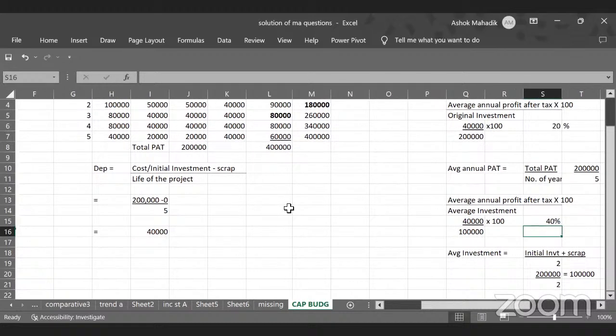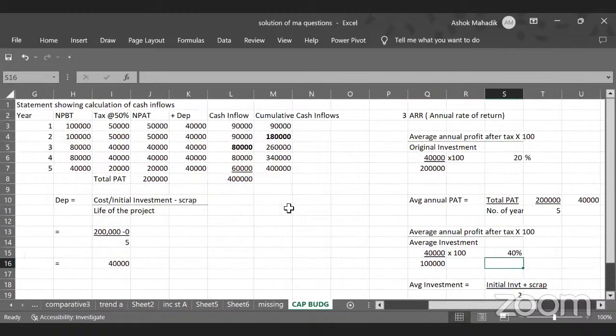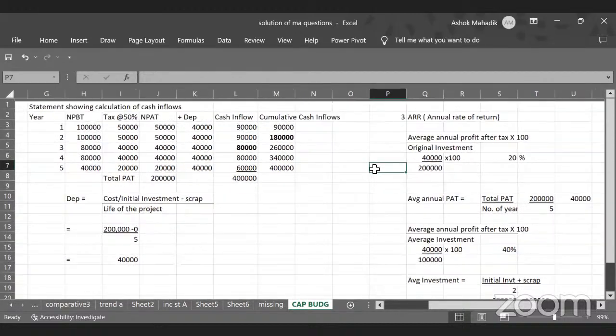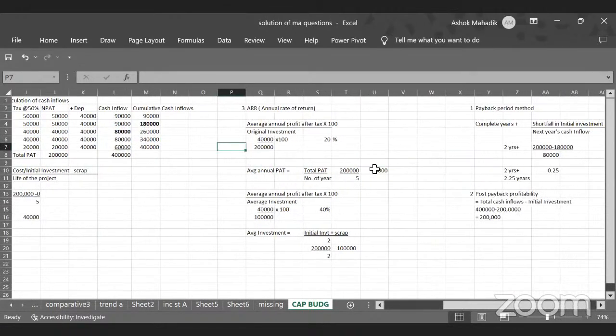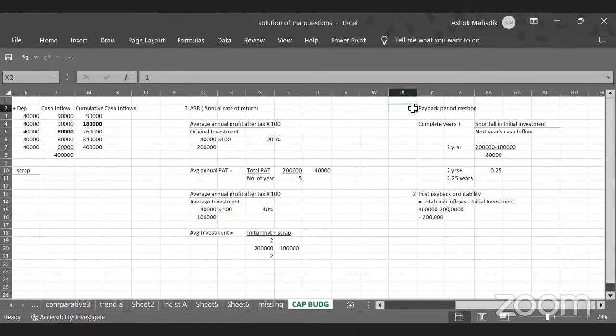Now these three methods which we are talking about are traditional methods. I'll teach you the modern techniques, that will be 4, 5, and 6. If you want, take a screenshot, reduce the size, and copy the formulas here so that you can have one common screenshot.